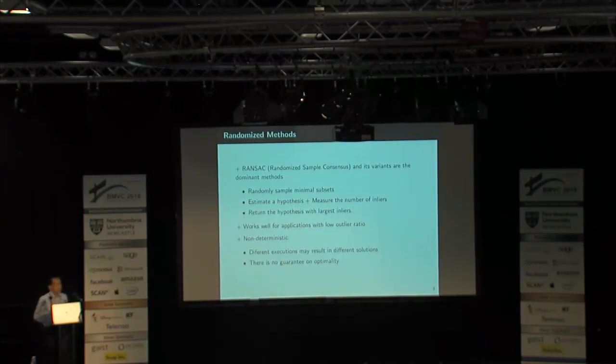So to solve maximum consensus, randomized methods such as RANSAC and its variants are arguably the dominant methods in the field. The mechanism behind these methods is that they randomly sample a minimal subset, and for each random sample subset, a hypothesis is estimated, and then the number of inliers is measured. And after a fixed number of iterations, or after a large enough number of iterations, the hypothesis with the largest number of inliers is returned as the result. These methods work well in practice. However, one of the weaknesses of these methods is that they are non-deterministic, which means different executions may result in different solutions, and there is no guarantee of optimality of these solutions.